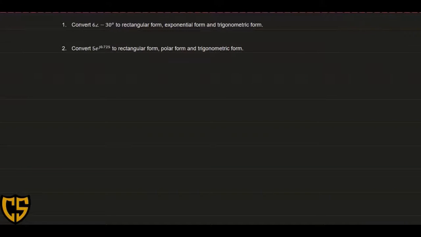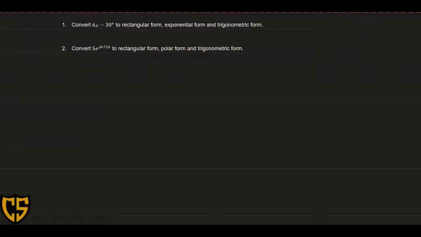Okay, so now we are going to have more examples para mas ma-explain sa inyo ang about sa problem solving of converting your complex number from one form to another. So for the first na problem, we are going to convert 6 bar angle negative 30 degrees to rectangular form, exponential form, and trigonometric form.